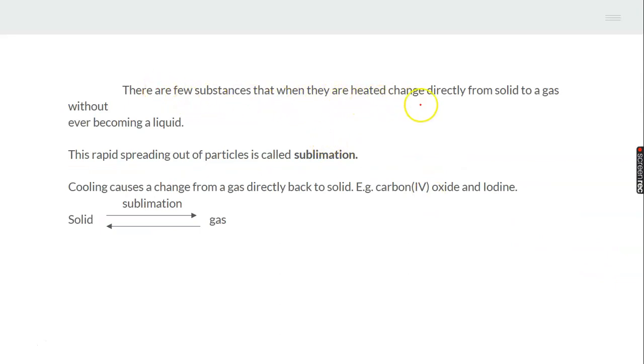Okay, so there are a few substances that when they are heated, they change directly from solid to gas without becoming liquid. When you heat such a solid, it changes its state straight away to gas instead of going to liquid. This rapid spreading out of particles is called sublimation. That's when you say a solid sublimes to gas directly. It's kind of a reversible reaction, solid to gas, and when you condense the gas, it goes back to solid.